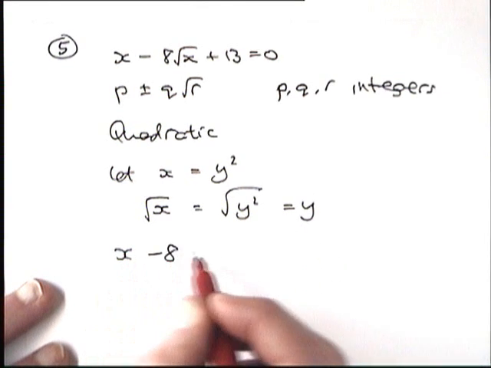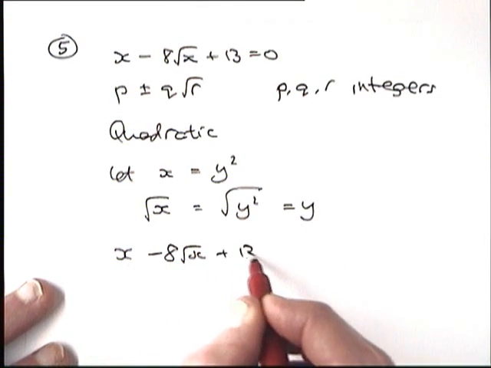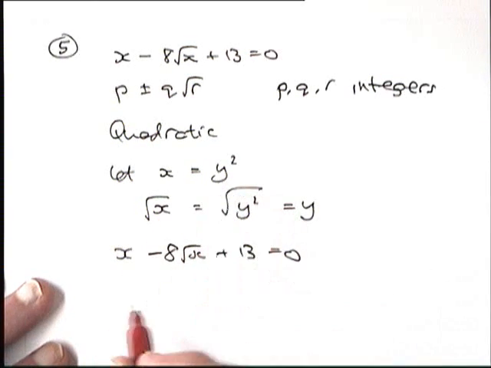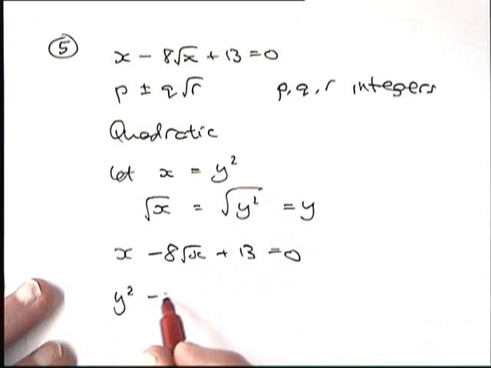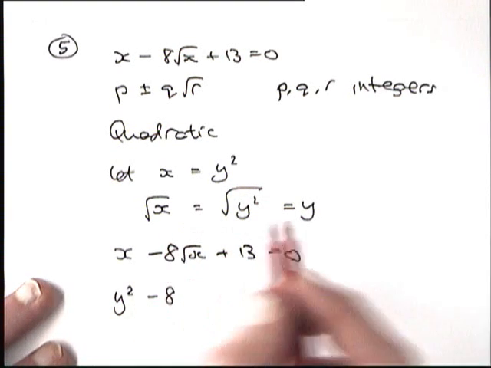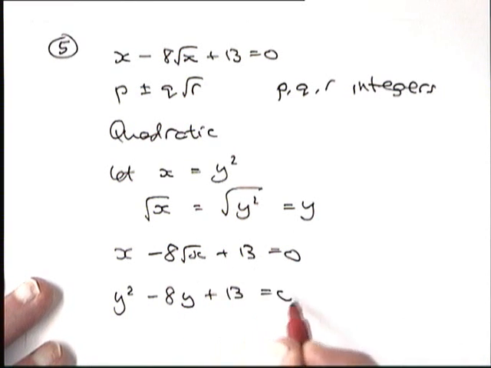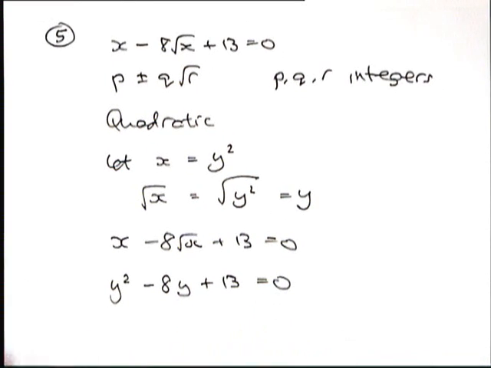So the equation we were given on the paper, which is this, I can rewrite. Instead of x, I can write y squared. And instead of the square root of x, I can write y. And then I can write my plus 13 equals 0. Now that looks like a normal quadratic equation. You've got some y squareds, some y's, and a number, and it equals 0. And you always need to make them equal 0 to make progress with them.